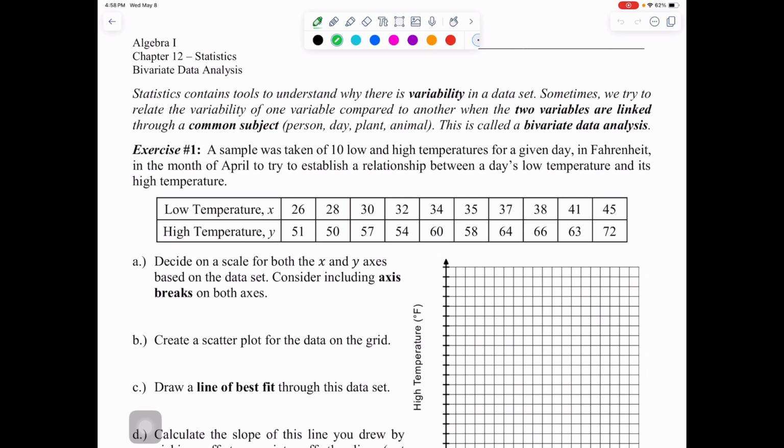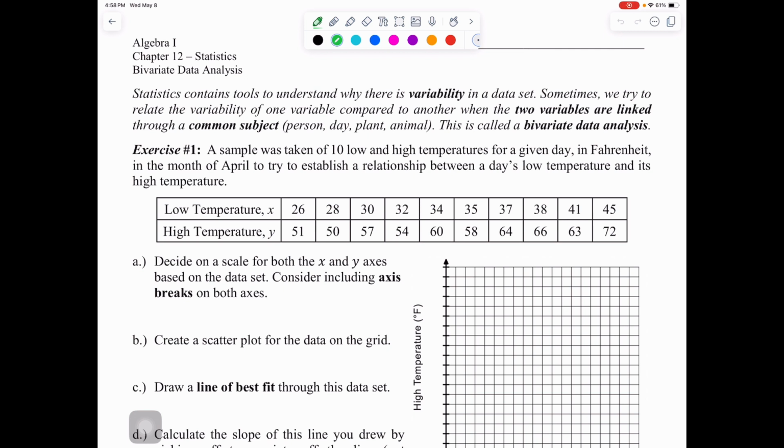Sometimes we try to relate the variability of one variable compared to another when the two variables are linked through a common subject, like person, day, plant, animal. This is called bivariate data analysis. So we're going to look at that in exercise 1.